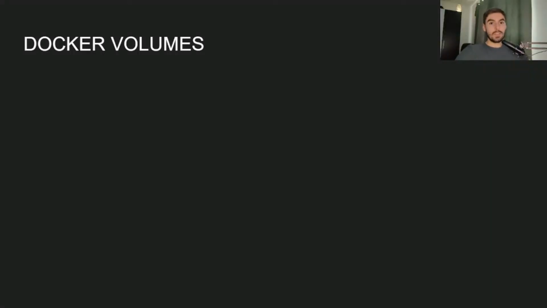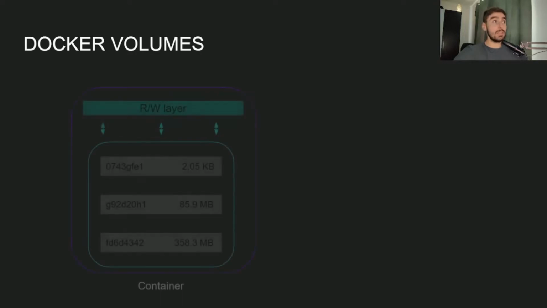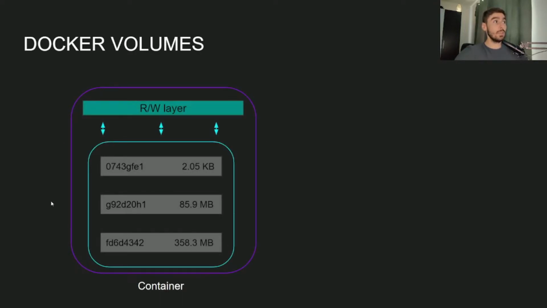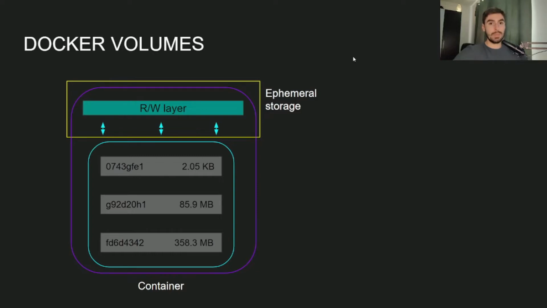All right, next topic on the list is Docker volumes, and we've already discussed how a container looks when you dissect it with the read-only layers and the read-write layer. Well, the read-write layer is ephemeral storage, which means you can store stuff inside of it, but if you delete the container, you lose the read-write layer. So what happens if you need to persist some data in one container or in multiple containers, no matter if they get stopped or deleted?